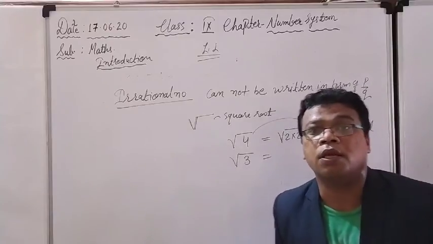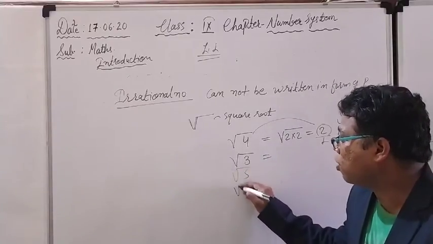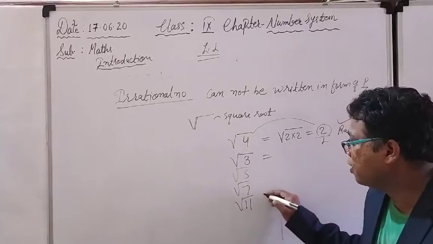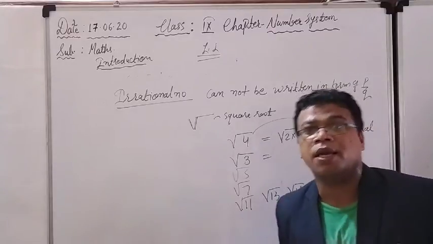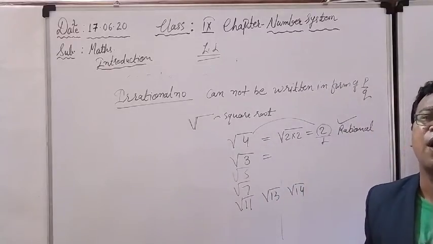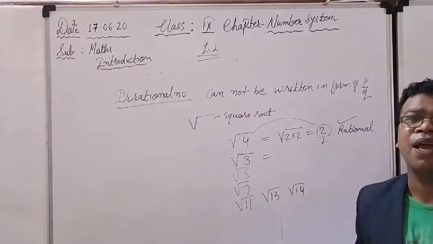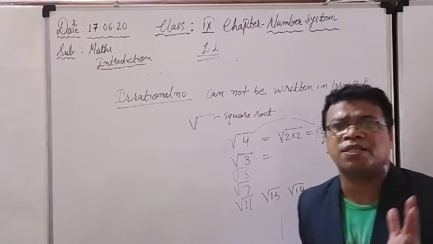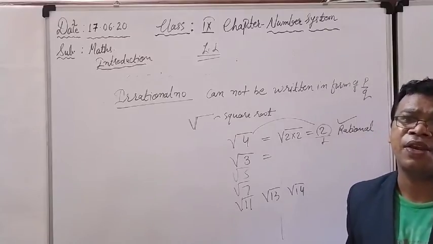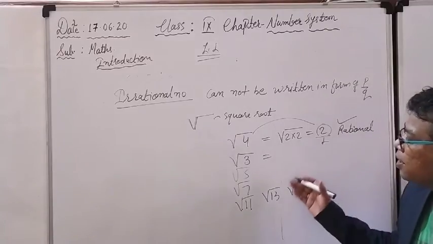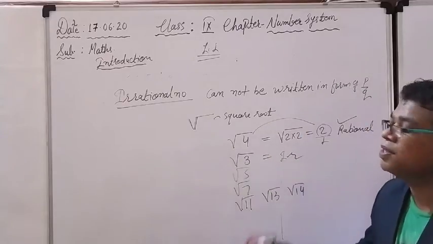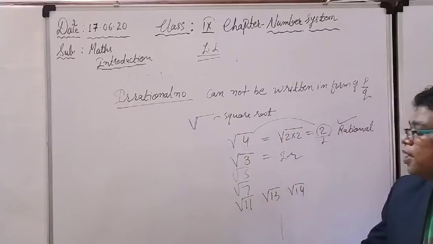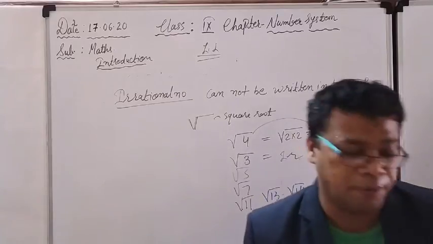But what about root 3? What about root 5? What about root 7? What about root 11? What about root 13? What about root 14? There are so many numbers which are not perfect squares, which are not completing their pairs. Those which are not perfect squares, can they come out of the root? No. So these are the examples of irrational numbers. For example, root 3 is an irrational number, root 5 is an irrational number, root 7 is an irrational number, root 11 is an irrational number. So these are all examples of irrational numbers.